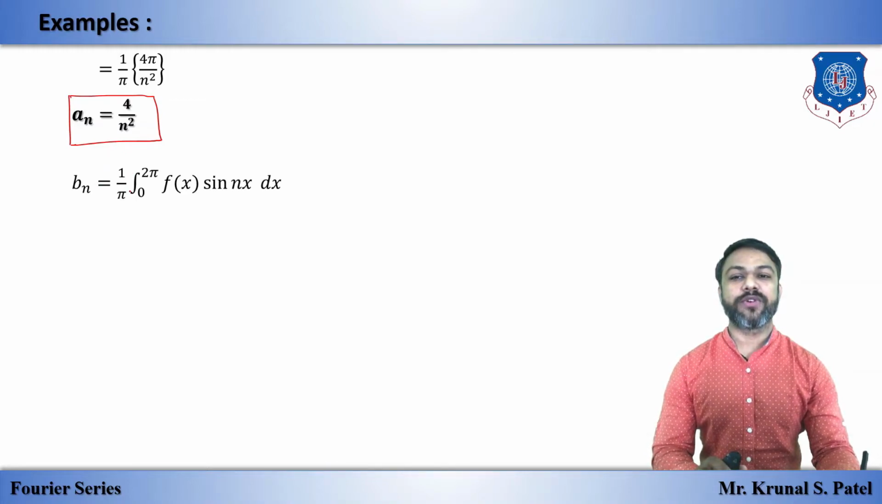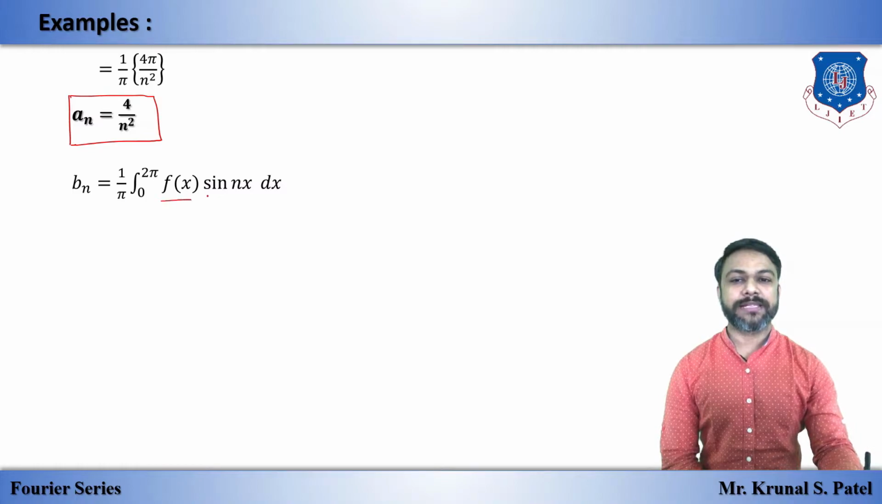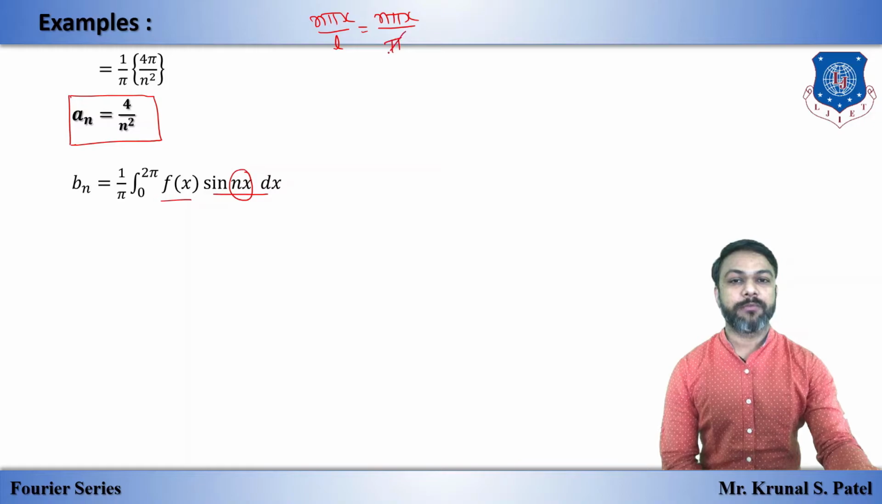So Bn is equal to 1 by L, and L we know is pi, so we will write directly 1 by pi integration 0 to 2 pi f of x into sine nx. As I already told you, we have a general angle n pi x by L. We have L as pi for this example, pi cancels, and we have nx.